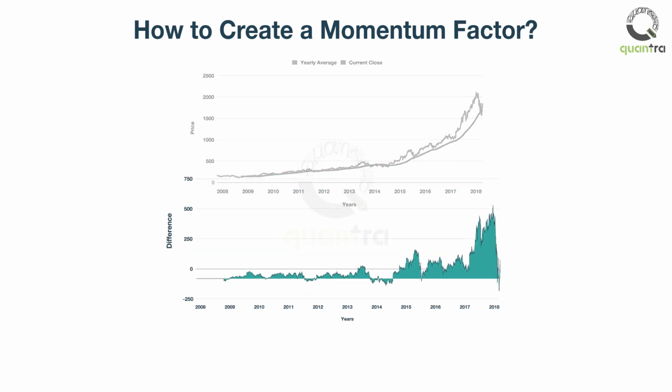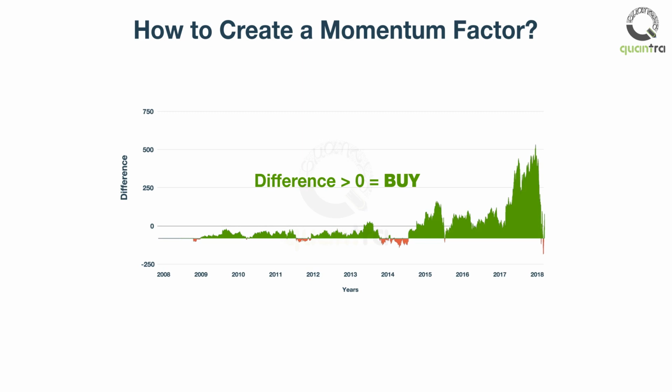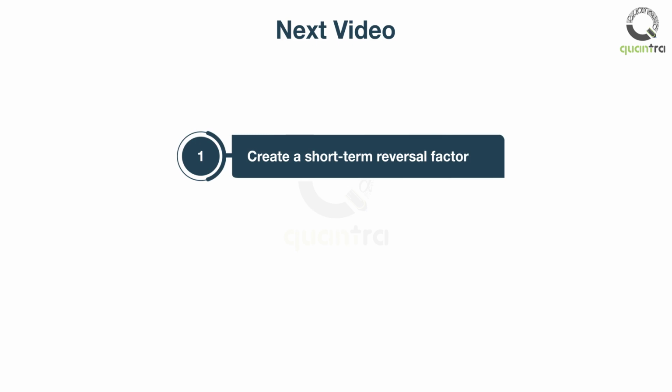The momentum factor works by buying stocks that have a positive difference, and selling stocks that have a negative difference. The assumption for this factor model is that the existing momentum will continue. So, you go with the current trend in the market. In the next video, you will learn how to create a short-term reversal factor, and then combine these two factors to create a multi-factor model.